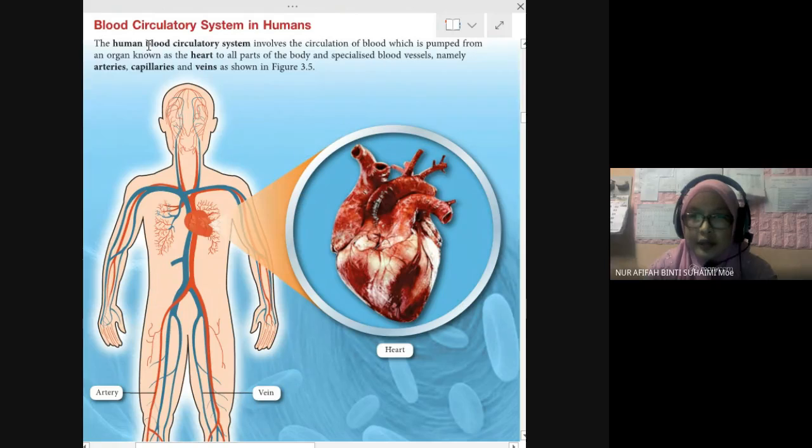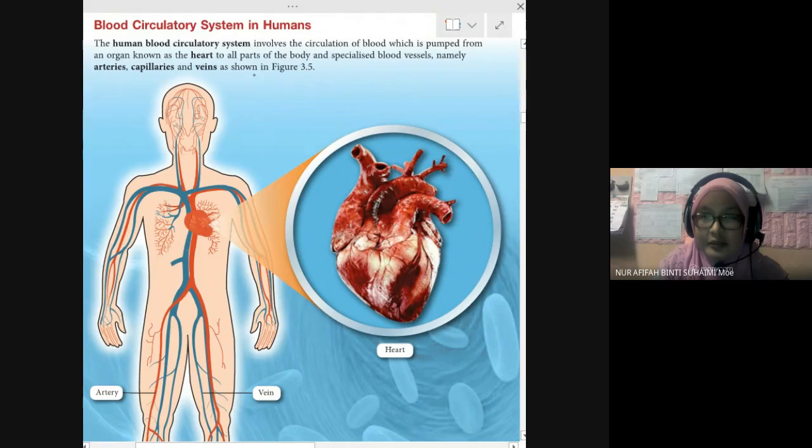Right, human blood is pumped out from an organ known as the heart. Okay, the human heart is the size of a fist. The size of a fist. Kita punya heart sama besar dengan genggaman tangan. Dia punya size, size of a fist. Okay.